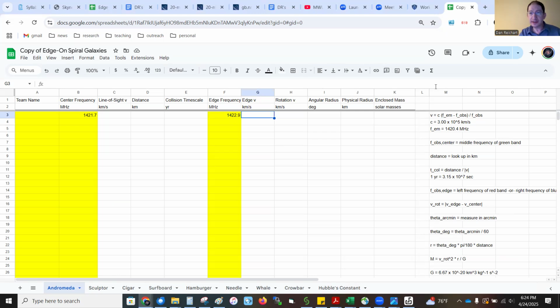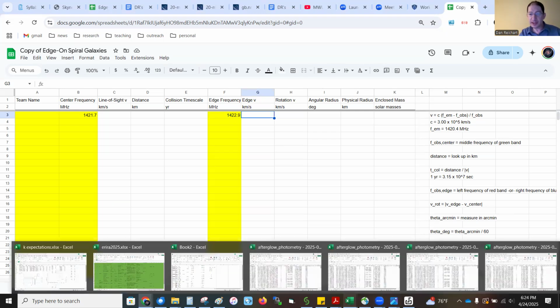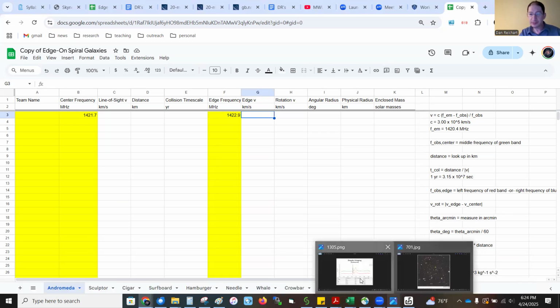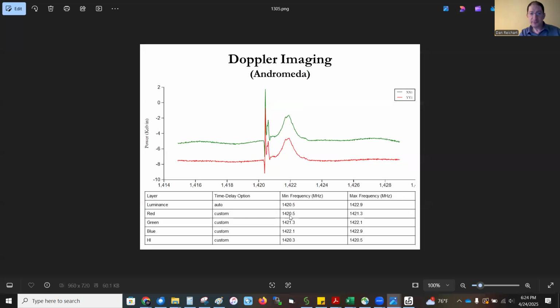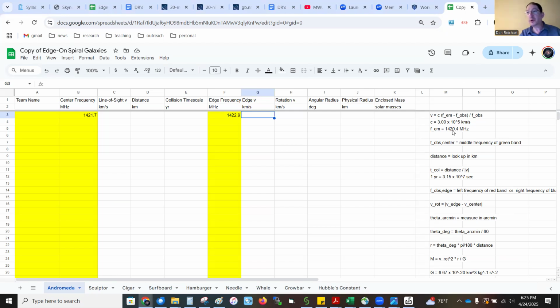The other side, the red side, what was it? 1420.5. That's pretty close to 1420.4. So the red side of the galaxy, it's kind of interesting. The galaxy's coming towards us, but that side is rotating away and it cancels out. And it's almost stationary. That side's sitting there and it's doing this. Anyway, you get that in there.